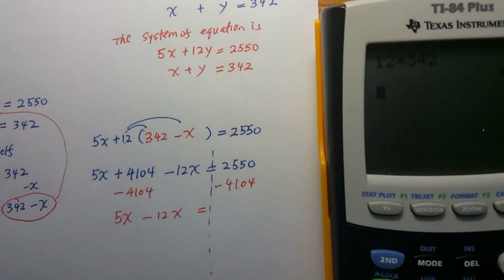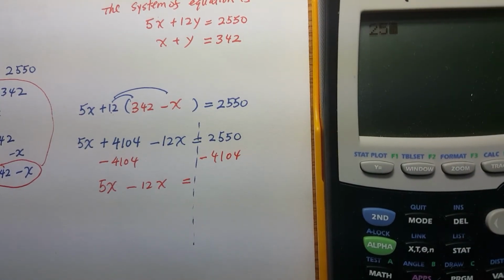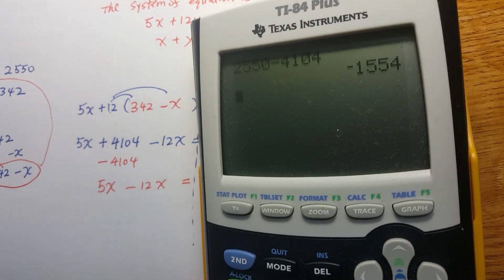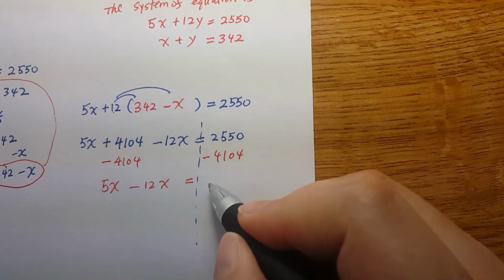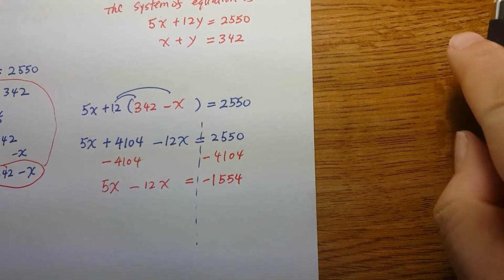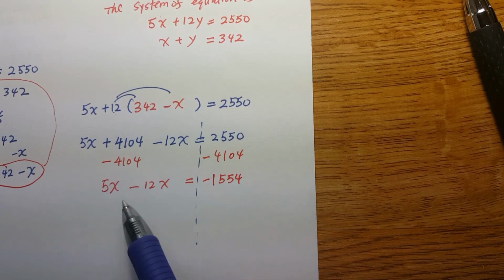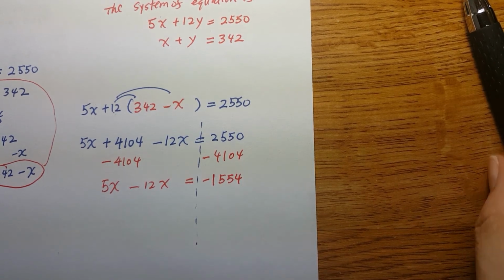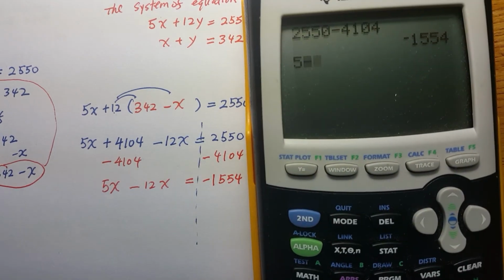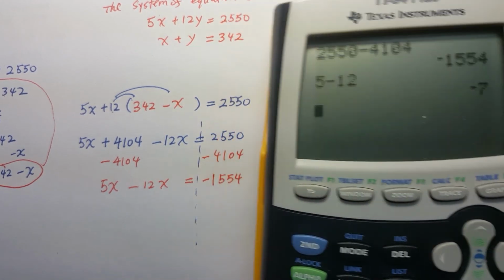Now we're going to type this in our calculator. 2550 minus 4104. So we get negative 1,554. And then let's take a look at the left side here. We got 5X minus 12X. So then we just have to combine like terms. So we do 5 minus 12, which is -7.